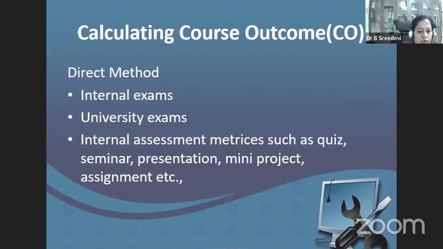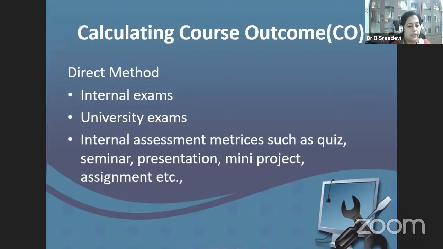So is there any doubt about framing the COs, which is the very first step? Once you frame the COs correctly, automatically the attainment process and CO-PO mapping will proceed perfectly. Then next we see how to calculate the attainment of COs.